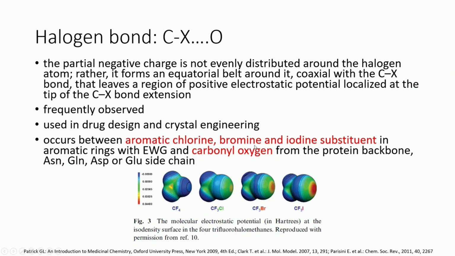As for the interacting partner, it's most often the carbonyl oxygen in the protein backbone, or, for example, an asparagine, glutamine, aspartic acid, or glutamic acid side chain. This interaction was revealed in X-ray crystallography, and it is used in drug design.